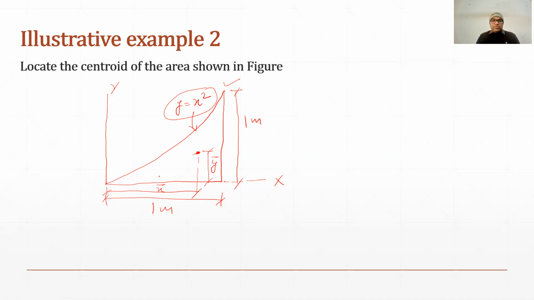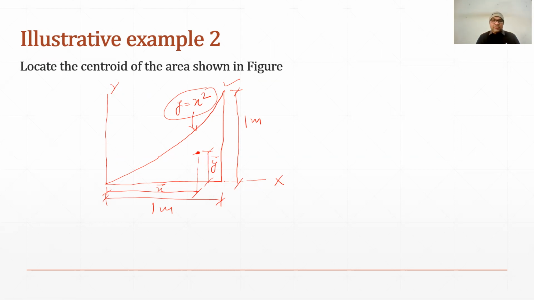Okay, so our first step is to choose the differential element. The differential element will be in the form of a strip. That strip can be a horizontal strip or a vertical strip, which means we can locate x bar and y bar using any of the strips, whether it is a horizontal strip or a vertical strip.